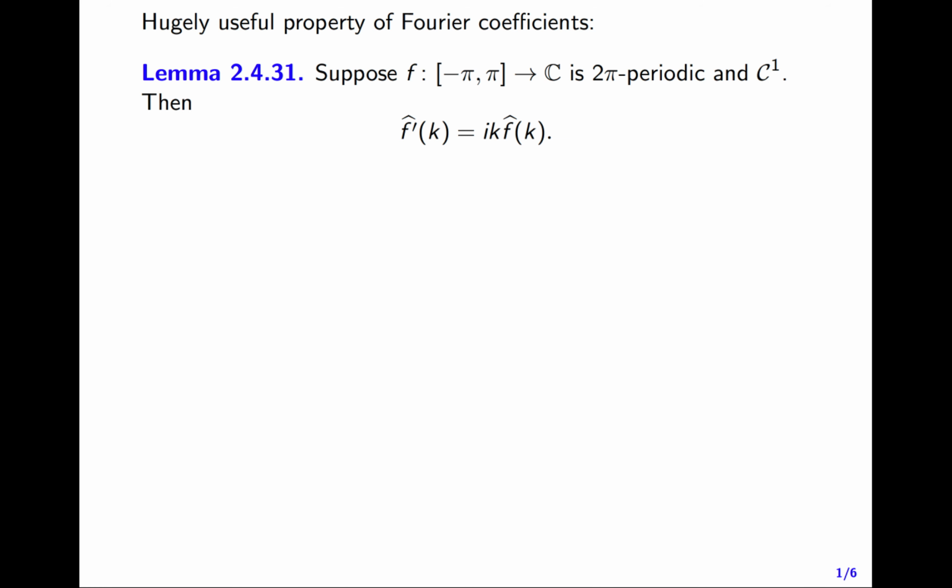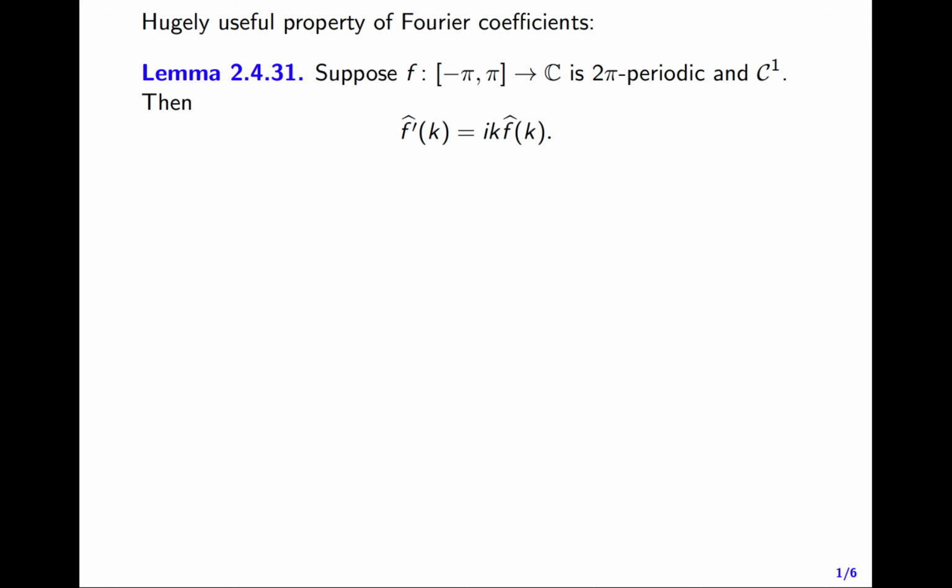If I have a function f from the interval minus pi to pi into the complex plane that is 2 pi periodic and C1, so f of minus pi equals f of pi, f is continuous, f is differentiable, and f's derivative is continuous, then the kth Fourier coefficient of f prime, in other words, f prime hat at k, is equal to ik times f hat of k. In other words, we have a fairly simple relation between the kth Fourier coefficient of f prime and the kth Fourier coefficient of our original function f.